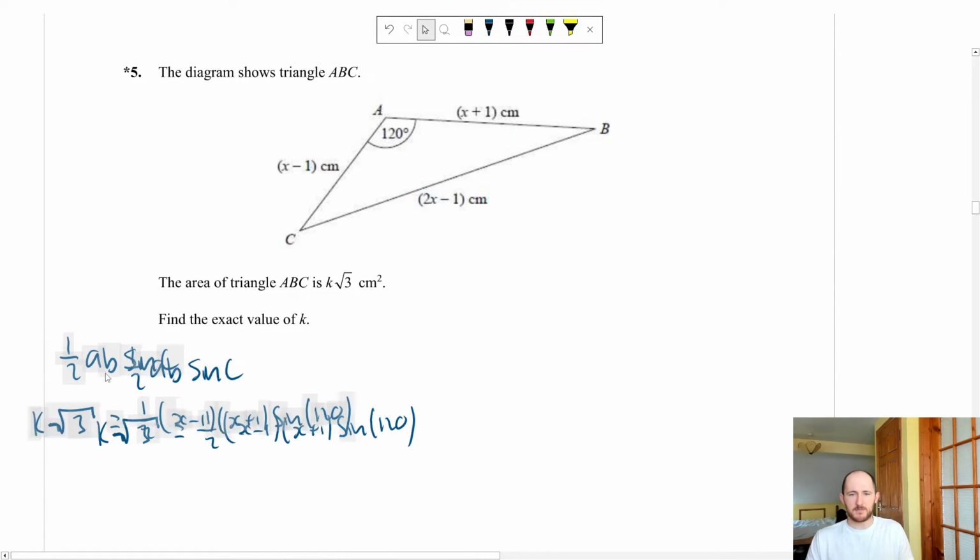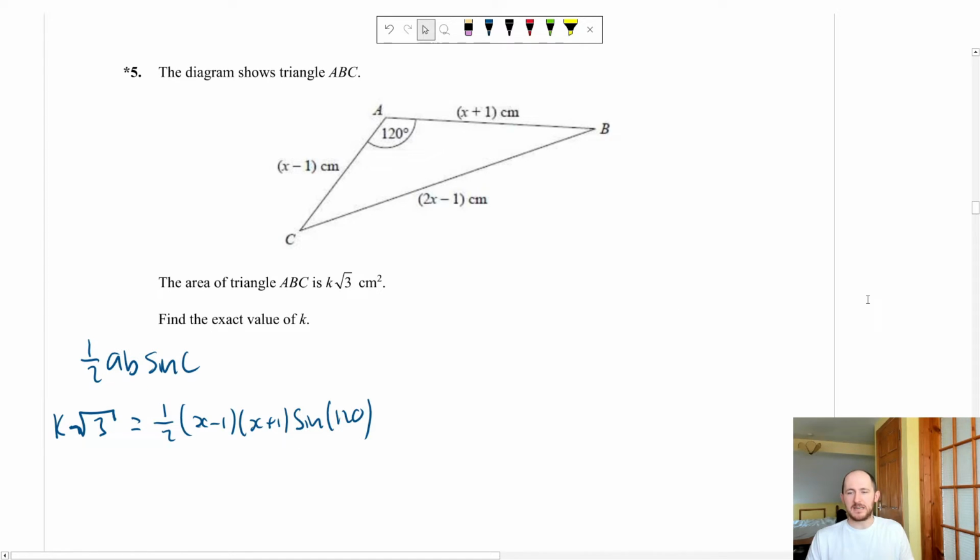Well, this is where the 7 marks comes in. What else could we do to try and work out what x is? Well, if you remember when I said there's 2 types of question, one with the area and one with using the cosine rule, then you're probably going to realize we've used the area, we're going to use the cosine rule now. And that's in order to work out x, because if I use the cosine rule, I'm going to have an expression that is only in x.